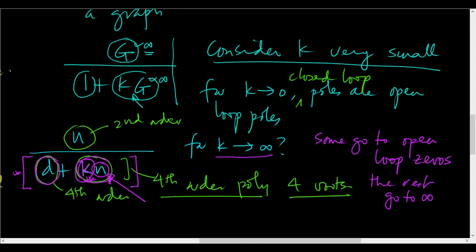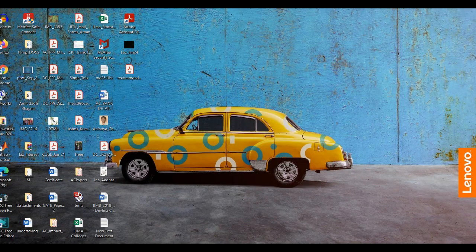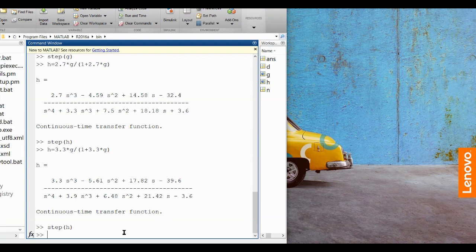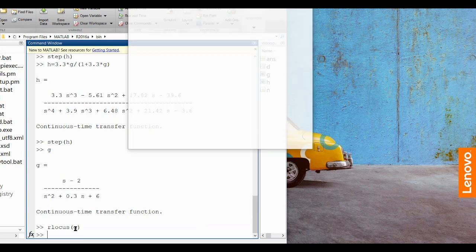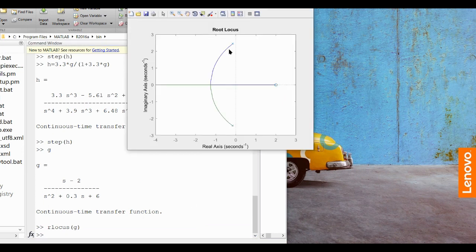Let's go to MATLAB, which has a very nice built-in program called root locus. Okay, so here is G. It is a stable thing. It has 2 poles in the left half plane. Our prediction is that if we make a root locus plot of this, one of those loci will go to s equal to 2 and the other will go to infinity. Let us do root locus of G. There it is.